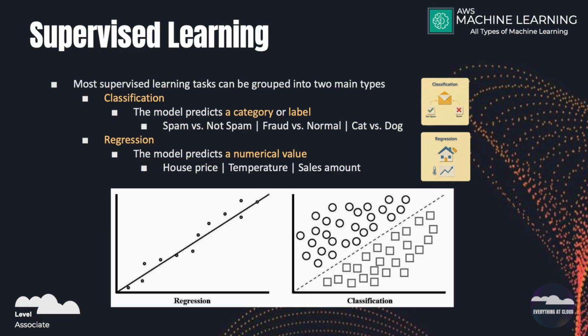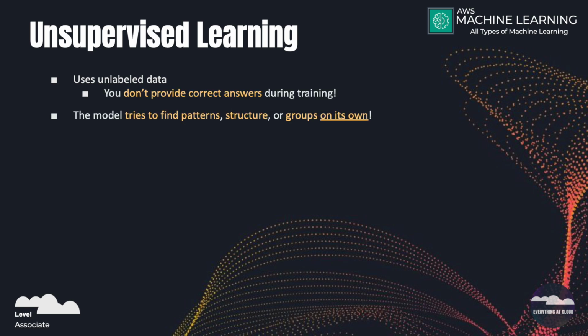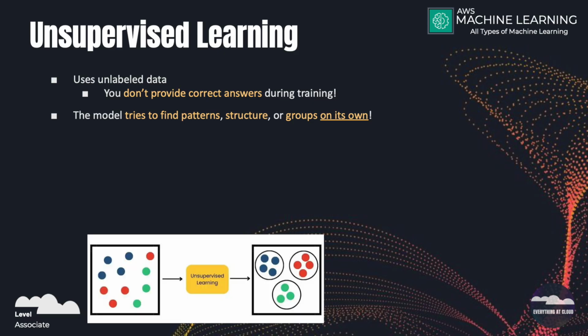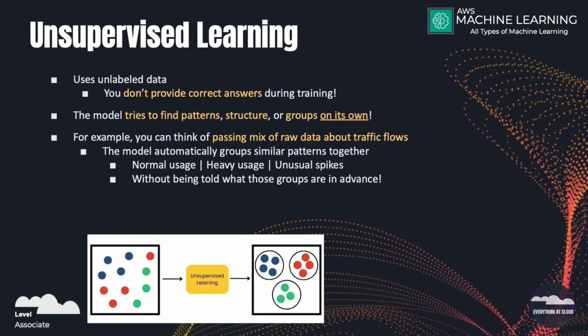Now let's look at what happens when you don't have labels at all. And that brings us to unsupervised learning. In other words, unsupervised learning uses unlabeled data, meaning you don't provide correct answers during training. Instead, the model tries to find patterns, a structure, or groups on its own. For example, you can think of a mix of raw data about traffic flows, and an unsupervised learning model automatically groups similar patterns together, such as normal traffic, heavy traffic, and unusual spikes, all without being told what those groups are in advance. Or you might analyze network traffic flows to separate normal from unusual traffic.